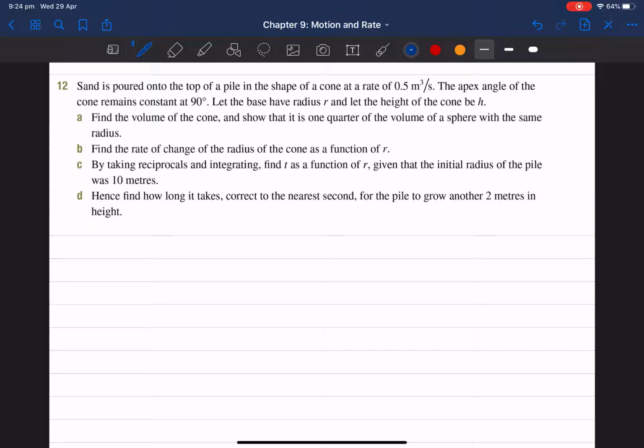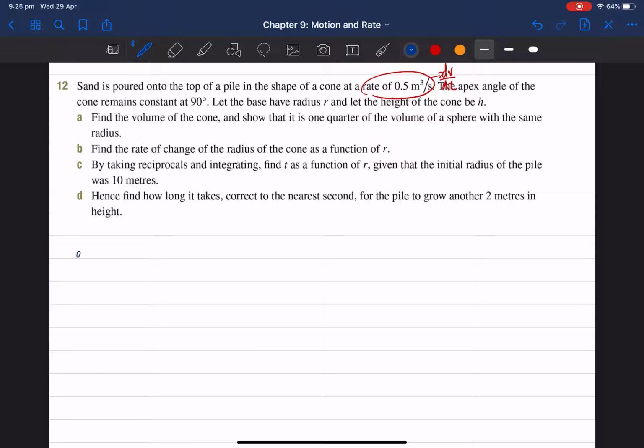Sand is poured onto the top of a pile in the shape of a cone at a rate of 0.5 cubic meters per second. So that's a rate, and we're looking for the volume rate, dV over dt. The apex angle of the cone remains constant at 90 degrees. Let the base radius be r and the height be h. Find the volume of the cone and show that it is 1/4 of the volume of a sphere of the same radius.